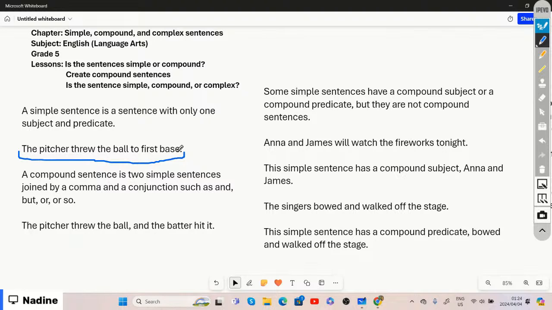Or if you just say the pitcher, which says something about the subject but there's no action, then it's also not a complete sentence. So a complete sentence, an independent clause, or an independent part of a sentence, is when it has a subject as well as a predicate or a verb that shows that this is now a complete sentence.